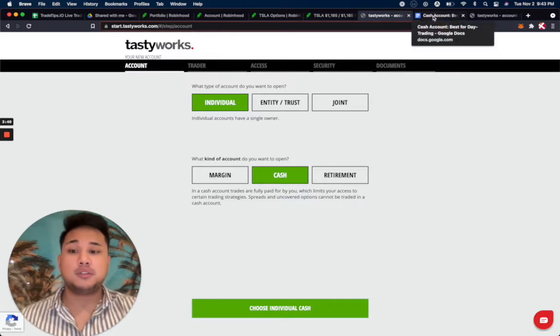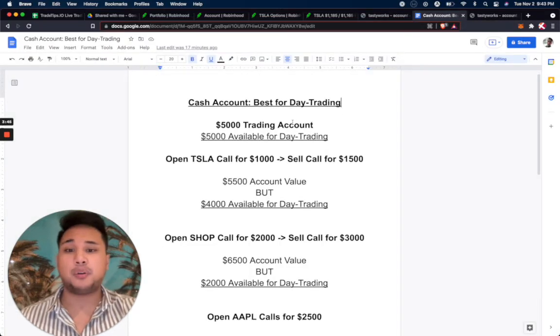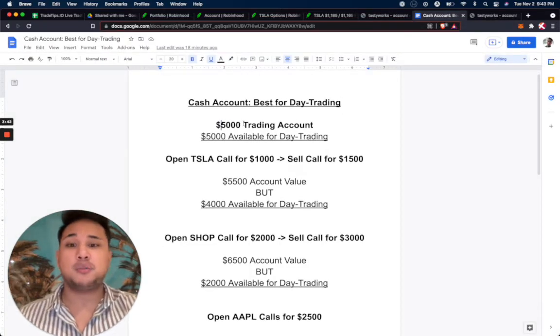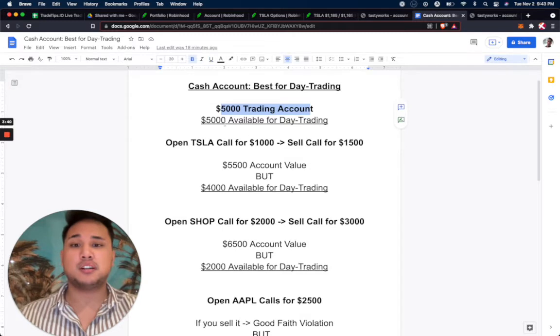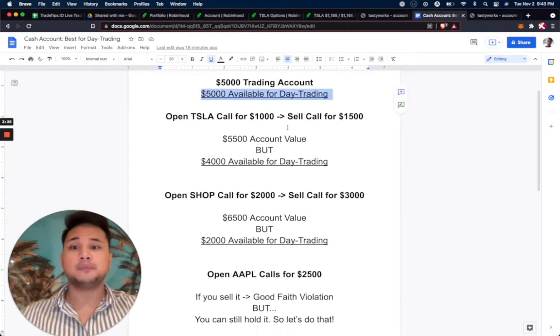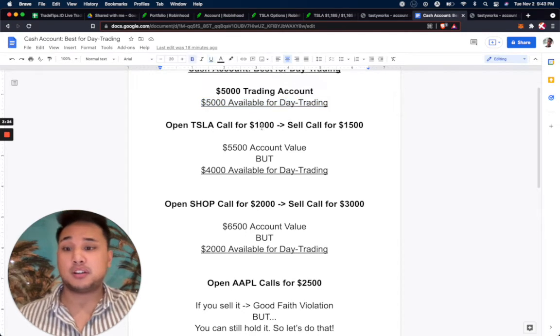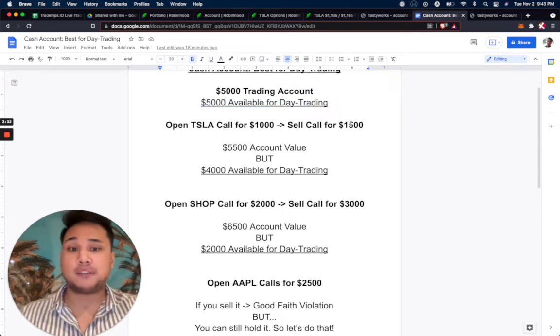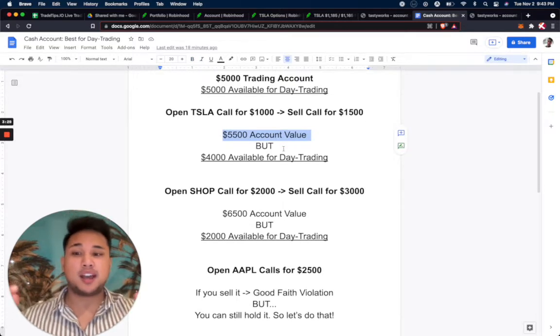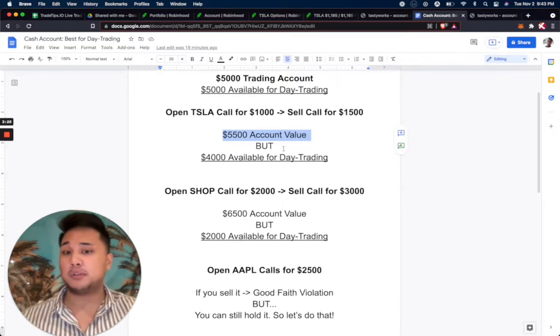So what we're going to do is dive deep into the cash account and exactly how that works. Let's say in this scenario, we load up our trading account with $5,000. Naturally, we have $5,000 for day trading. Cool. Let's say we get into a $1,000 trade and we make $500 off of it. Our account value goes up and it says that we have $5,500 available for trading.